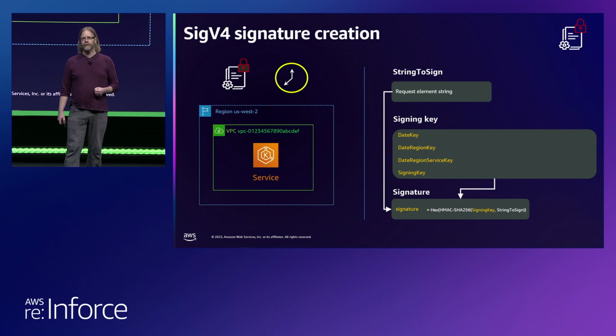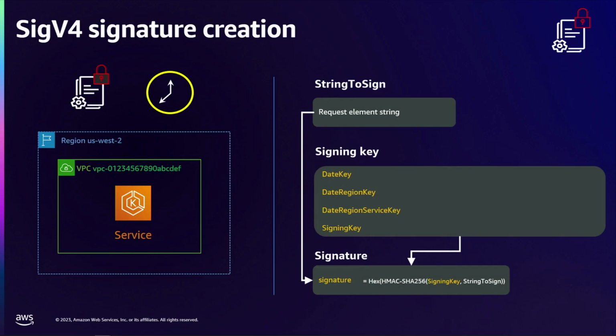So SigV4, I mentioned this a couple of times. What are the elements that are used in SigV4 that make it secure? On the right, we have the string we want to sign. We have our request elements. We have the different pieces of the signing key. And at the end of it, we'll have our signature. On the left are the elements that you have used to put together your services and your resources to use VPC Lattice. So we have our signed element or key and the time frame.